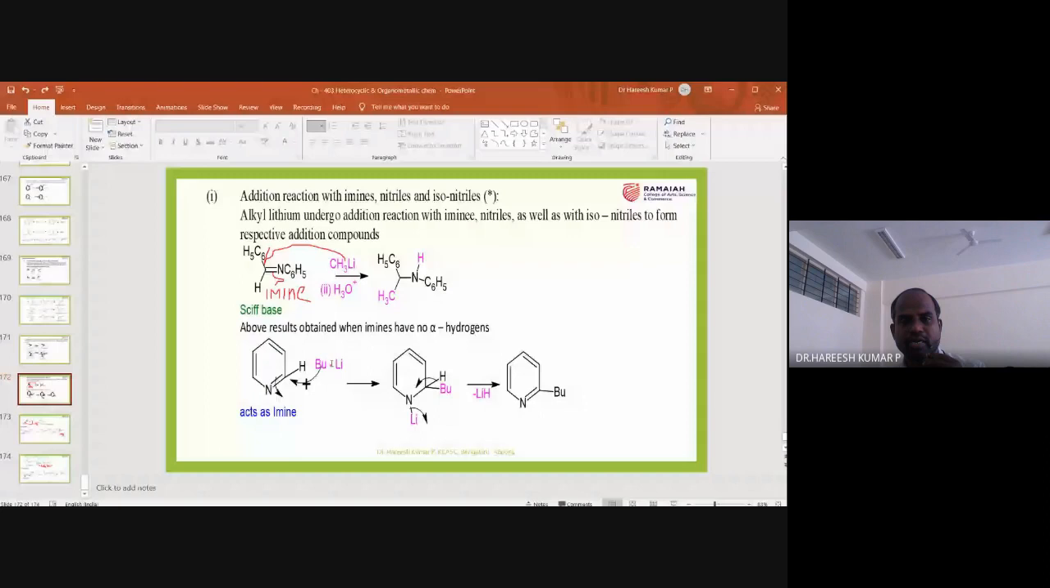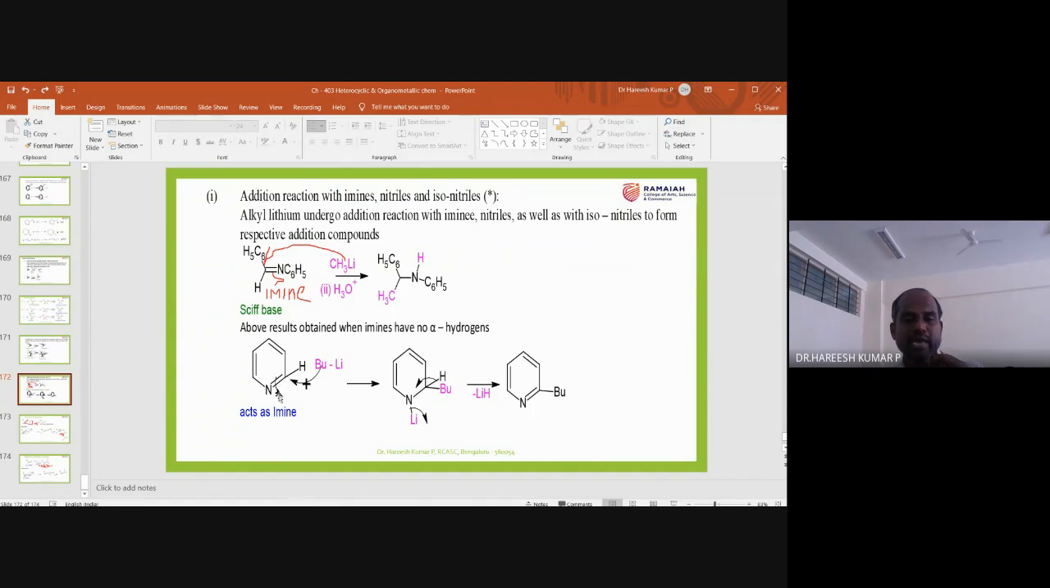solvent, the proton source. And the second example, look here. The second example is a pyridine. I think you are aware of this structure. This is a pyridine. Of course, this pyridine itself acts as an imine. Why does it act as an imine? Because it contains C double bond N. C double bond N is called imine.